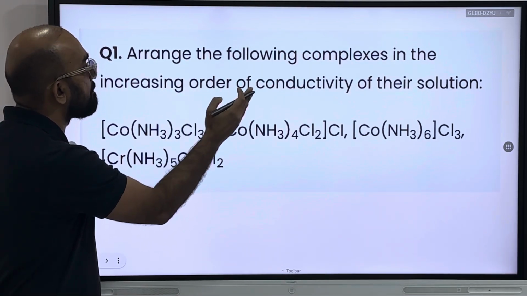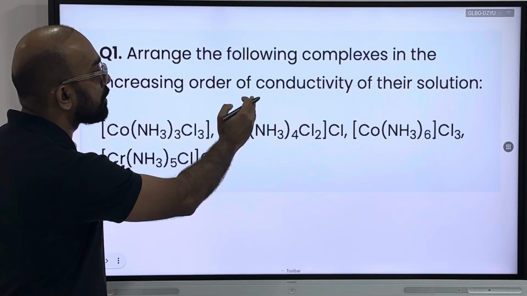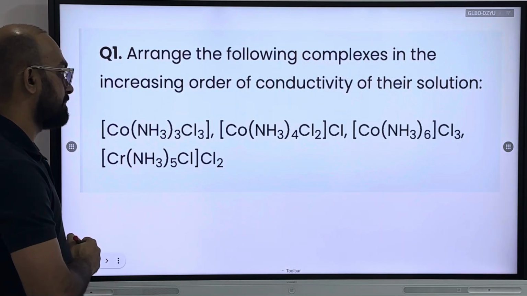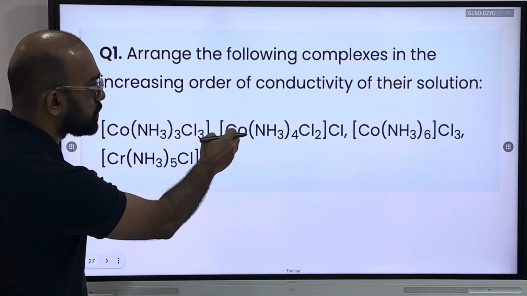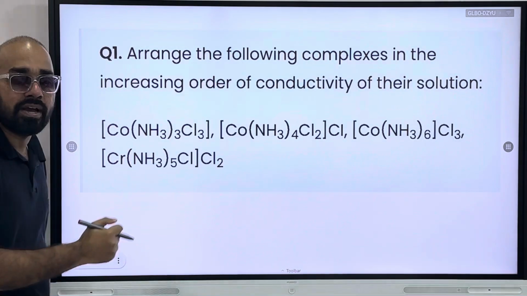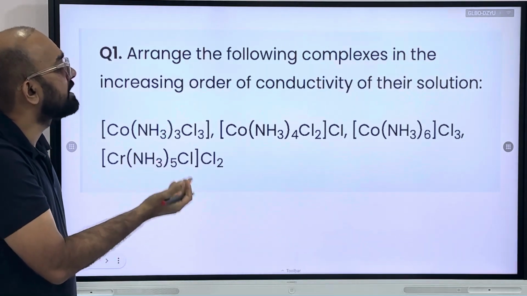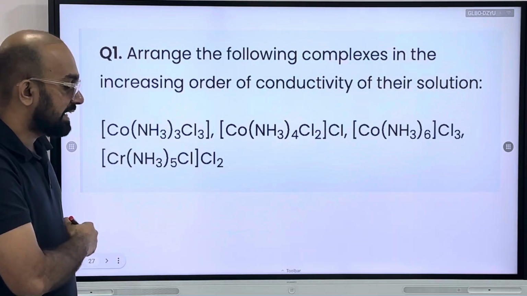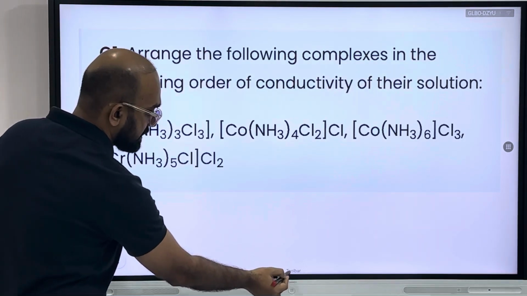Arrange the following complexes in the increasing order of conductivity of their solution. Okay, they have given 1, 2, 3, 4 complexes. How to answer this? It's very easy. More the number of ions, more will be the conductivity. See, if you check, you can see.